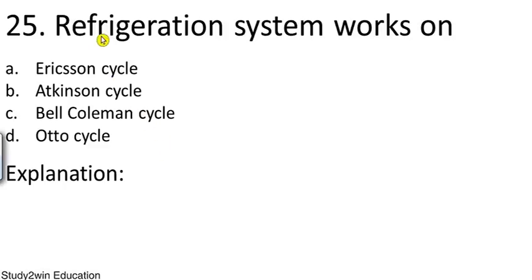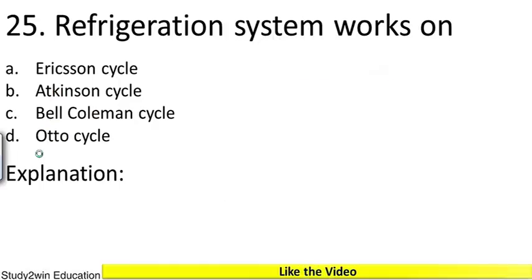Question number 25, last question. The refrigeration system works on: Ericsson cycle, Atkinson cycle, Bell-Coleman cycle, and Otto cycle. Option C is correct, Bell-Coleman cycle.